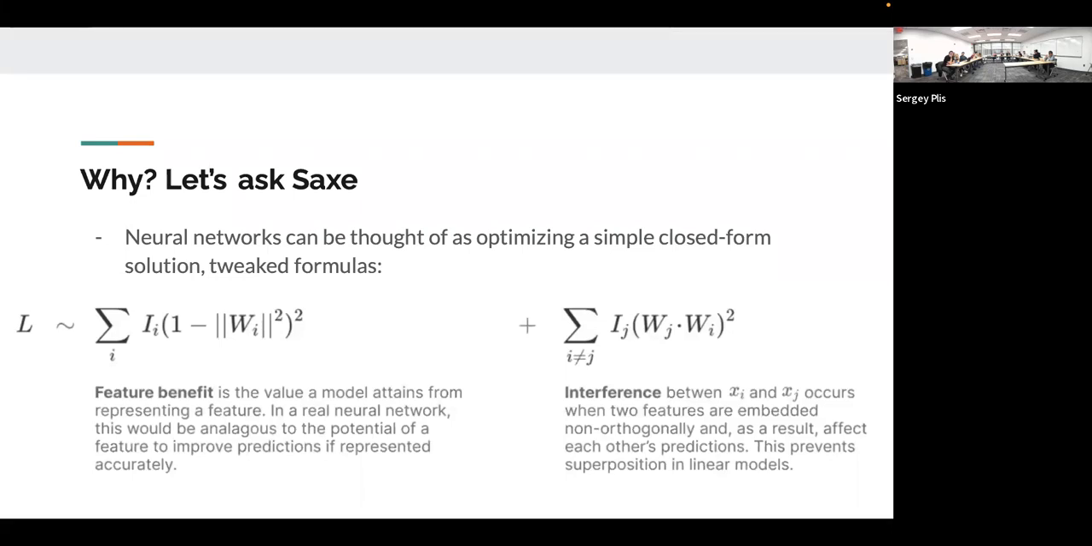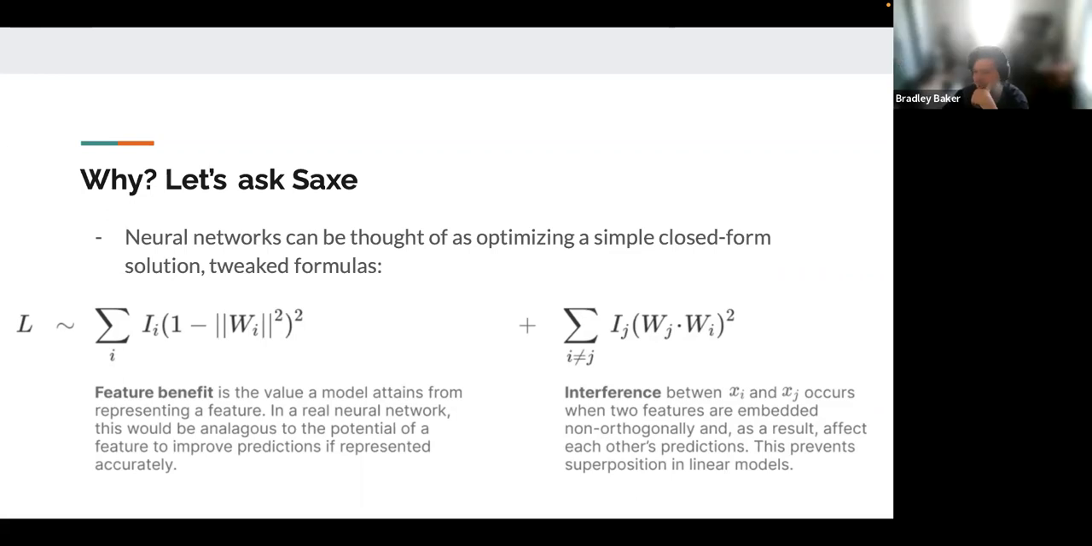So you can try to represent more of the features in X in your lower dimensional space, but that increases the interference, which will become higher. So there's this constant battle between trying to minimize interference between features that you're representing and representing more features, because that way you capture more of the data.